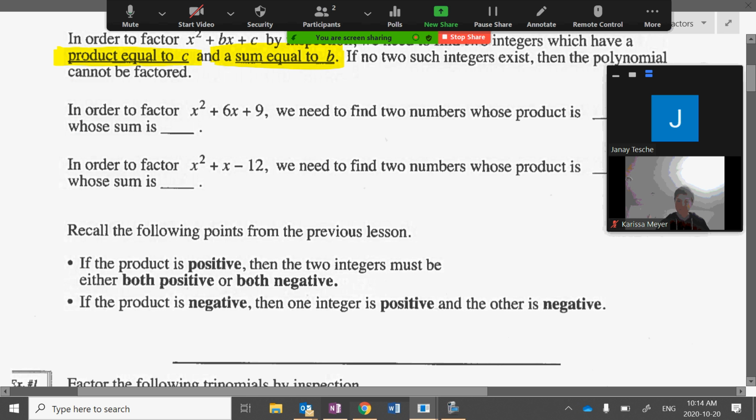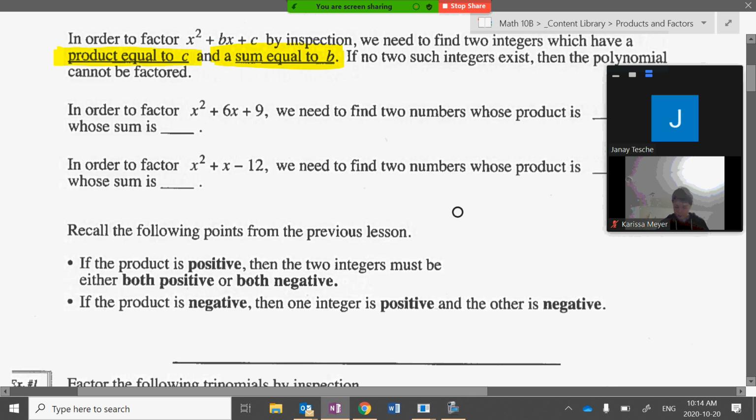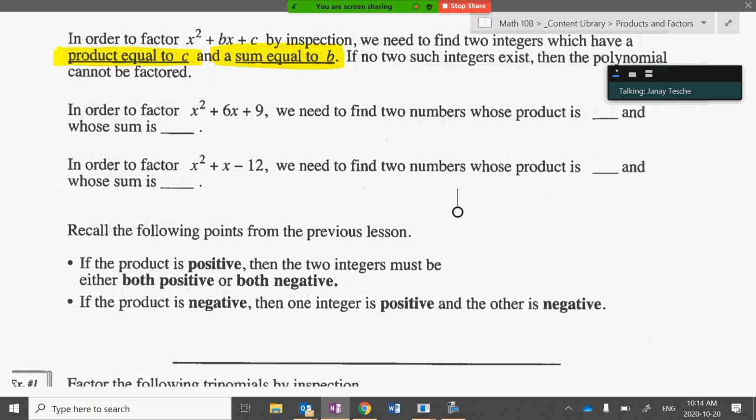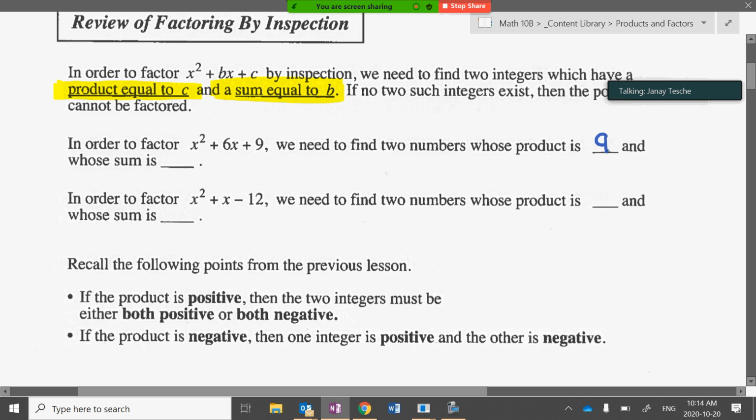Okay, there we go. So in the first example, x squared plus 6x plus 9, we need to find two numbers whose product, so that's multiplication, is 9, and sum is 6. So what are two numbers that multiply to 9 but add to 6? 3 and 3. So that means the factored form of this would be x plus 3 times x plus 3. Because 3 times 3 equals 9, 3 plus 3 equals 6. That's all you would do on these questions.